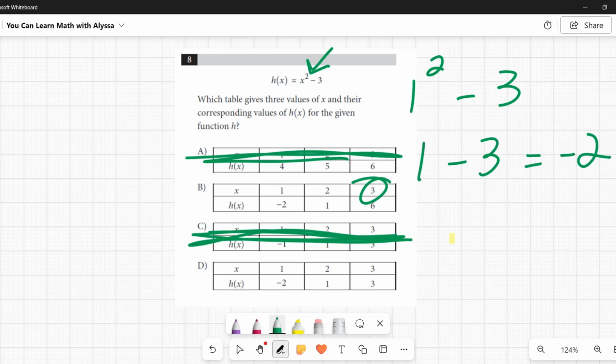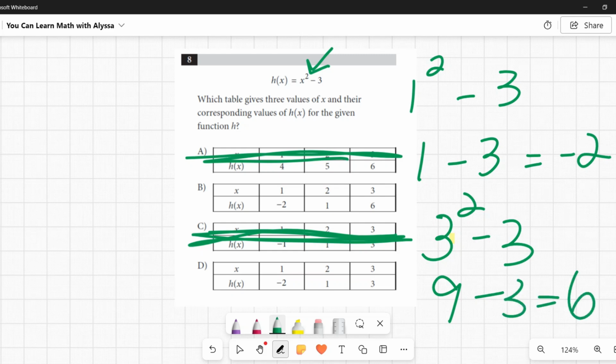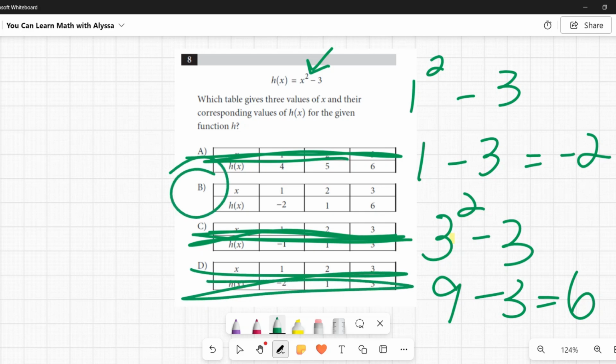Sorry, I think my desk is making some noise here. Trying to avoid that. Let's plug in 3 because this one is giving us 2 different answers. So if I plug 3 into this equation, 3 squared minus 3, or 9 minus 3, I will get 6. And hey, B says that if I plug in 3, I will get 6. D says I'll get 3, so that one is out. B is my answer.